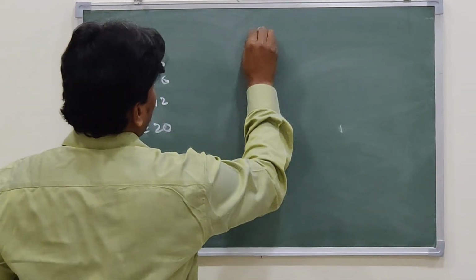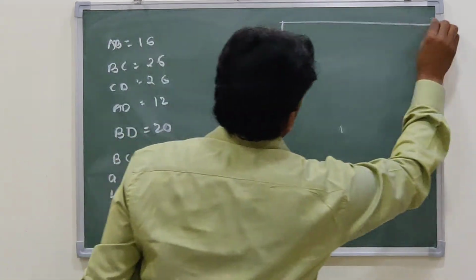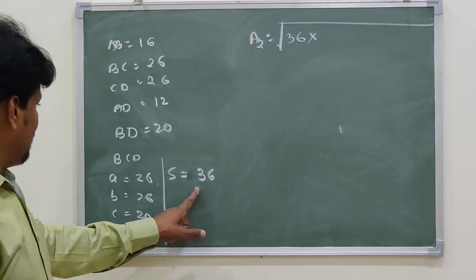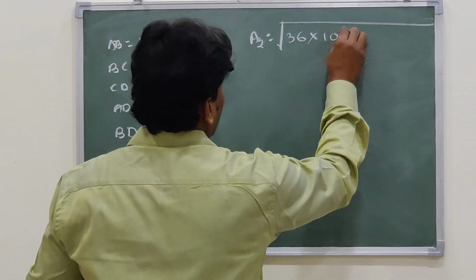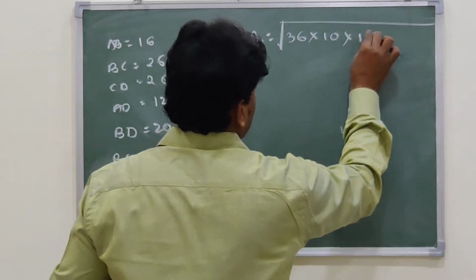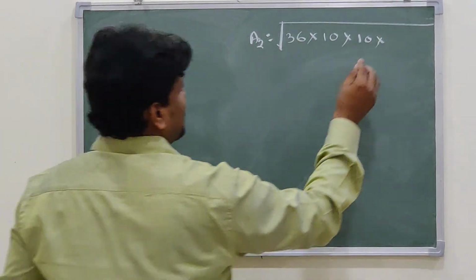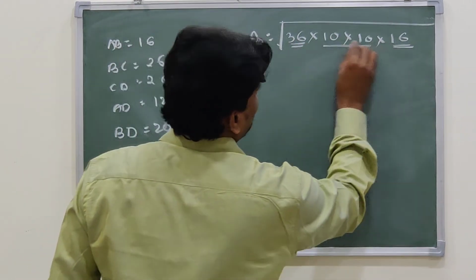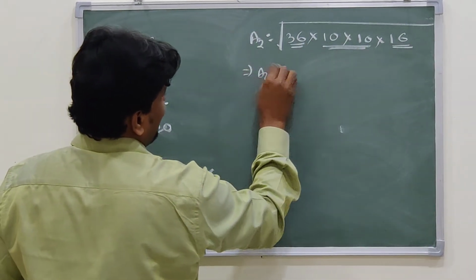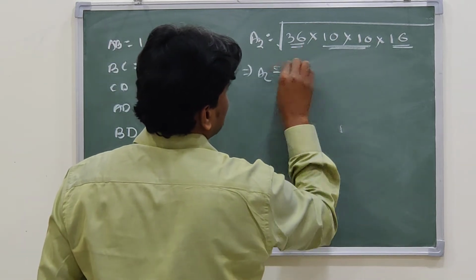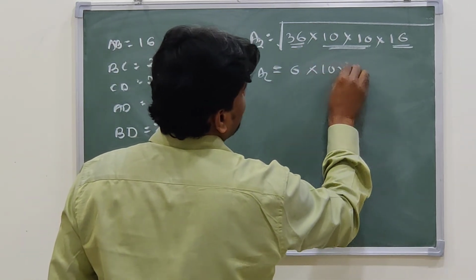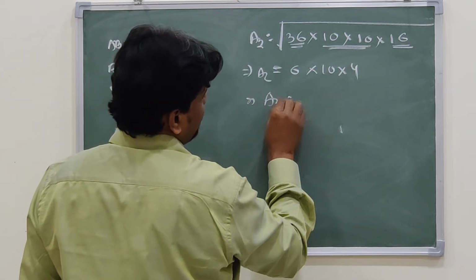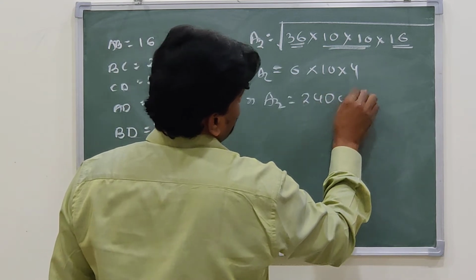Let's see. We'll have area as A2. I'm sure you know why A2. So you have 36 into 36 minus 26, which is 10. Again 36 minus 26 is 10. 36 minus 20 is 16. Very simple. See, perfect square, pair. So you will have A2 equals 6 into 10 into 4. 6 4s are 24, 24 10s are 240 centimeters square.